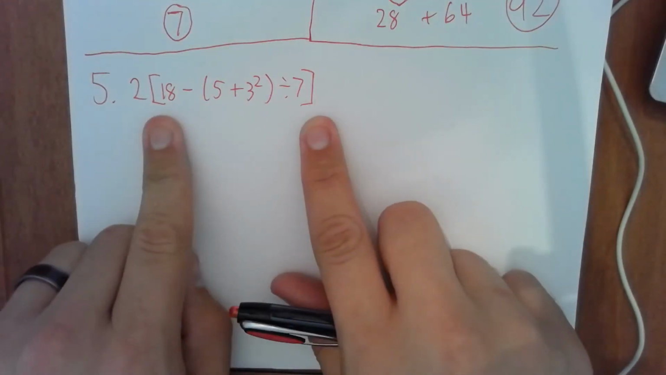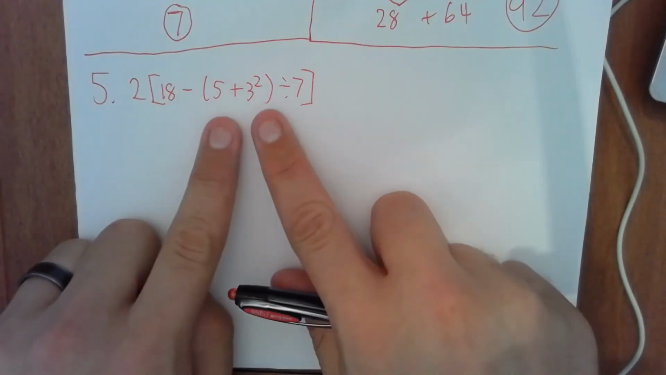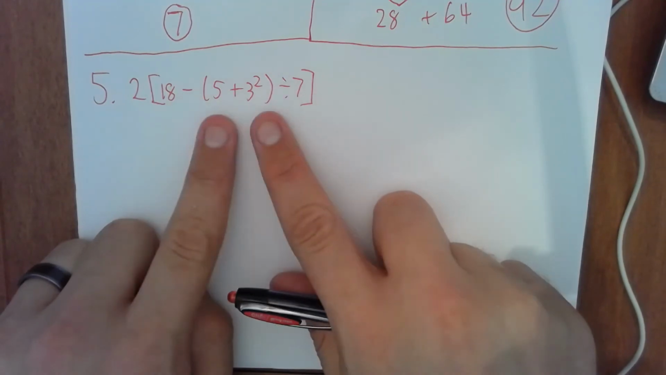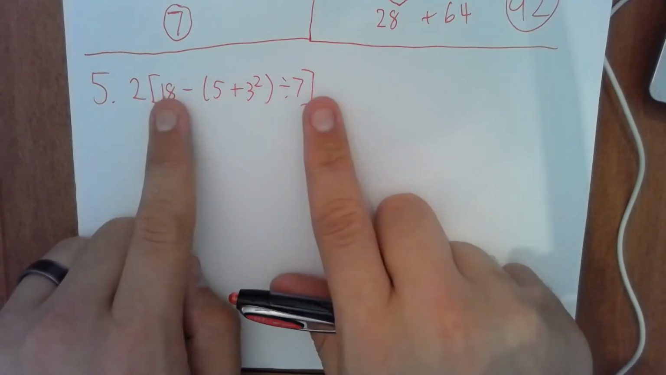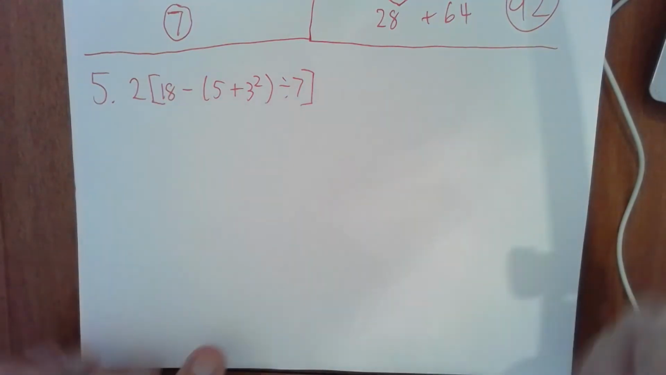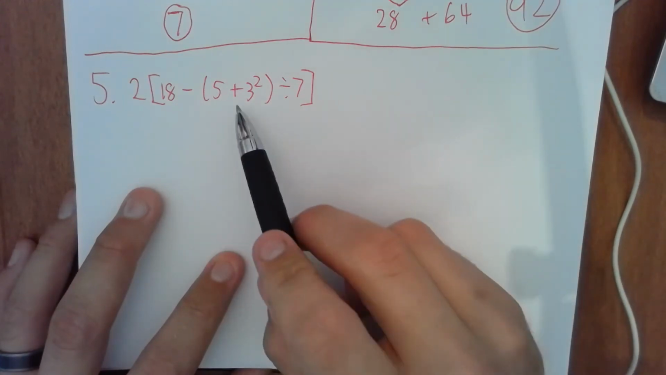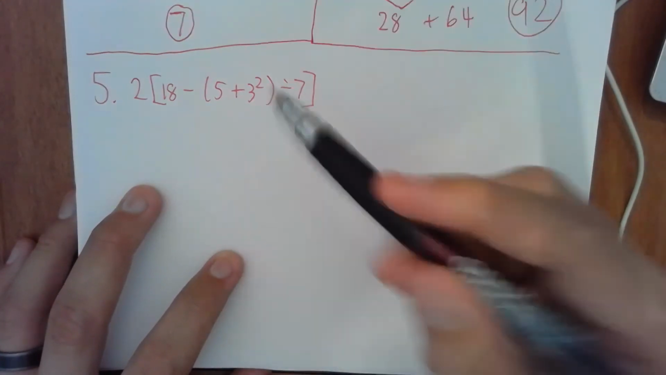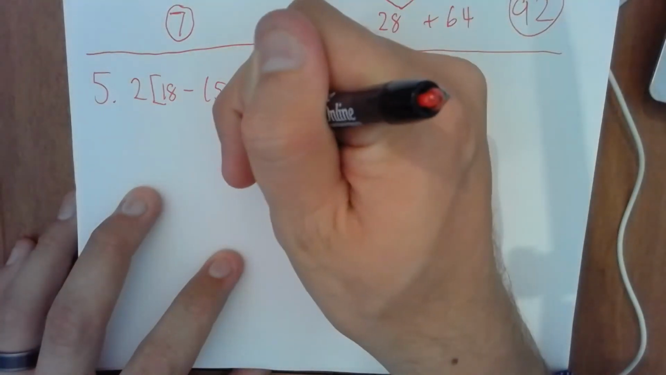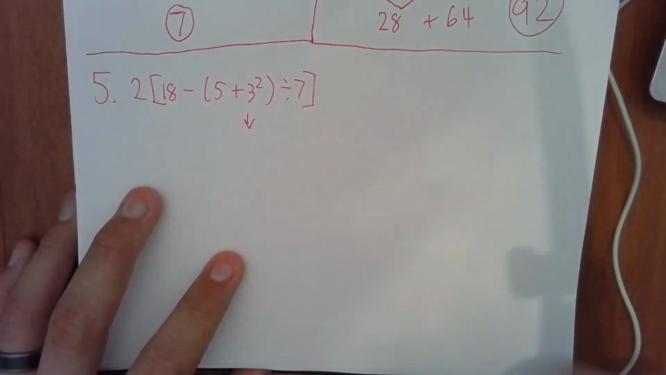So we have brackets, but we also have parentheses. How we decide which one to do first is the innermost one. Since the parentheses are inside the brackets, we take care of the parentheses first. Then inside the parentheses, we have addition and exponent. Exponent comes first, so that's the very first thing that we do.